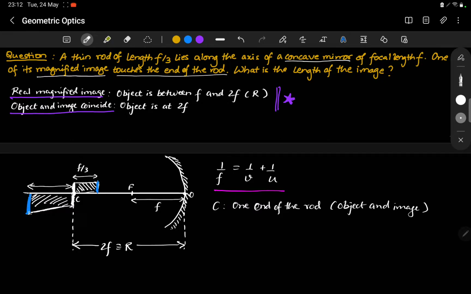Now we need to find out the location of the other end of the rod. So if this other end is at A, then we need to find out where it is imaged at A prime location. So we want to find out this point, which is having coordinate A prime. So let us now see what our U for A is. For this case, our object distance U is this object distance right here, and this would be our V.